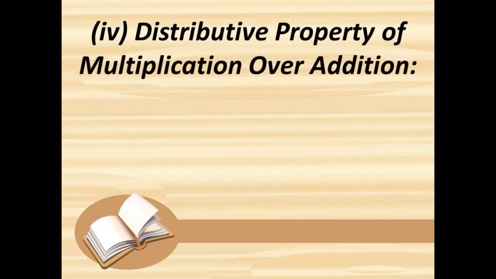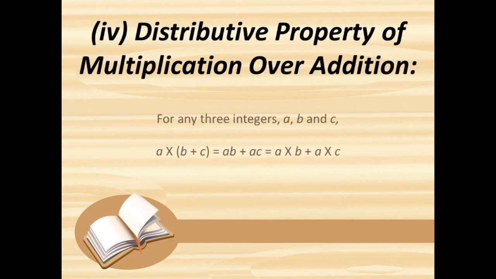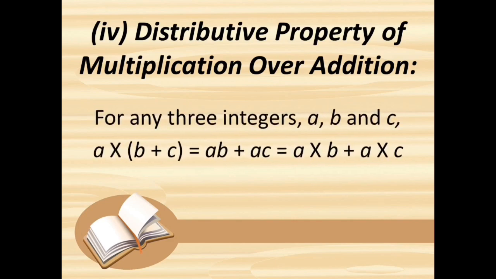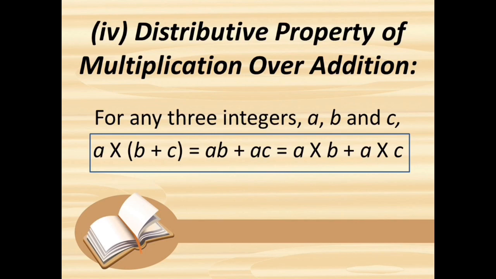Fourth property is the distributive property of multiplication over addition, and it says that for any three integers a, b and c, a multiplied by, inside the bracket, b plus c is equal to ab plus ac, which is a multiplied by b plus a multiplied by c. This means students, a distributes over b and c. Now let us see this with the help of an example.